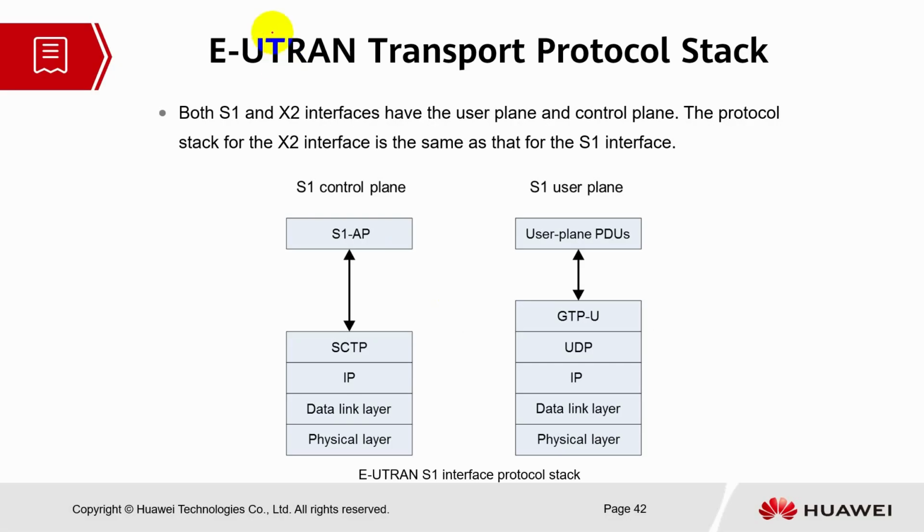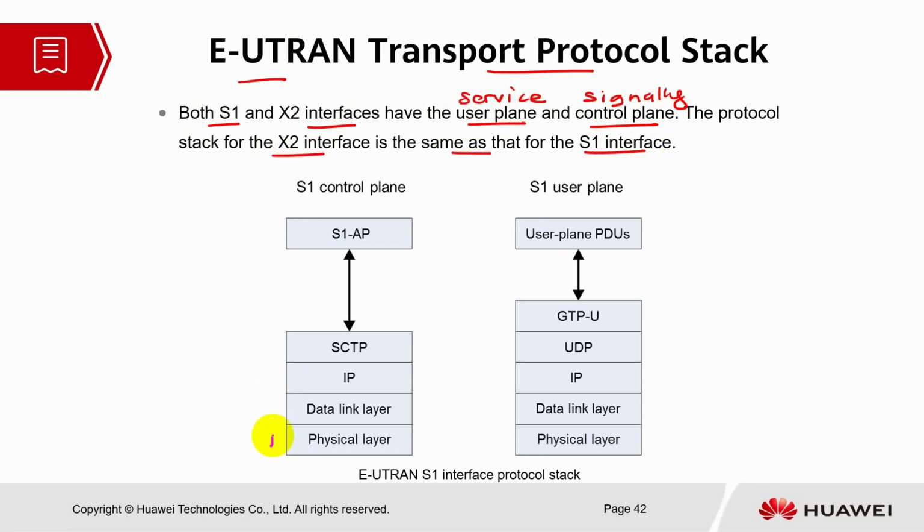So let's look into EUTRAN Transport Protocol Stack. Both S1 and X2 interface have the user plane and control plane. Control plane is for signaling and user plane is for service. The protocol stack for X2 interface is the same as S1.